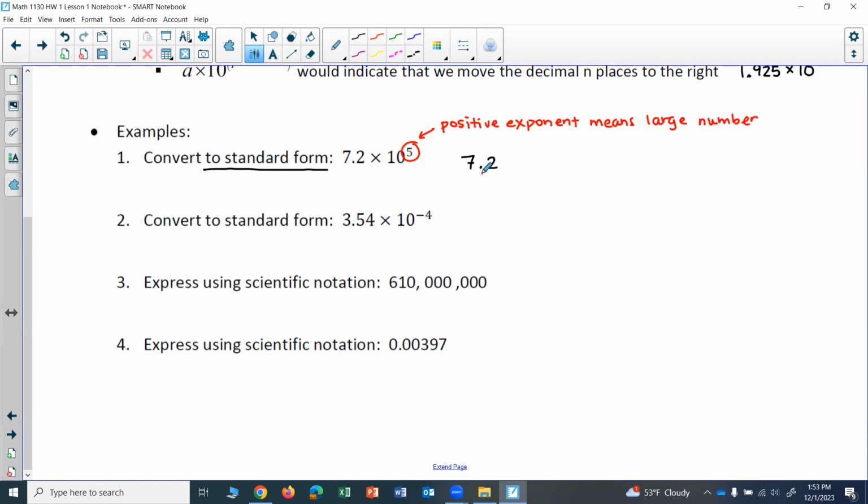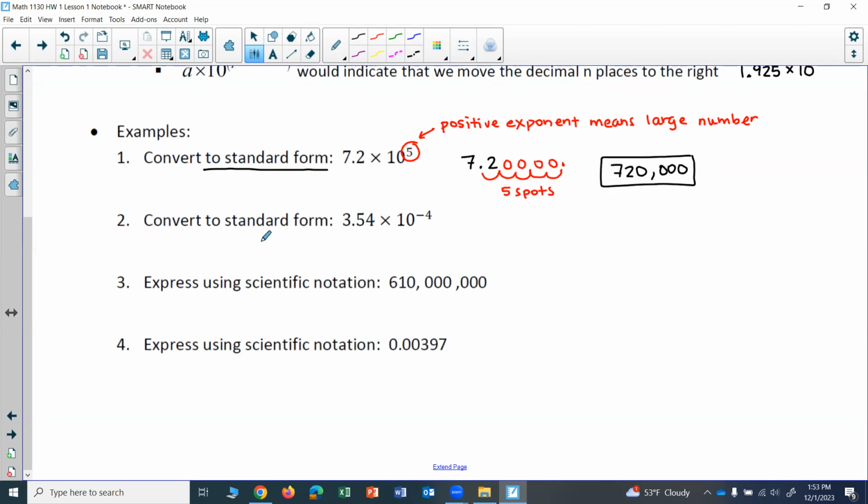So I'm actually going to take that decimal, I'm going to move it 5 spots to the right. So 5 spots. And I'll fill in with zeros. And so my final answer then will be 720,000. That will be that number in standard form.